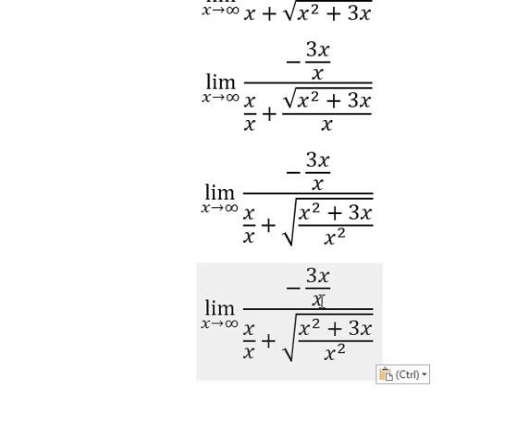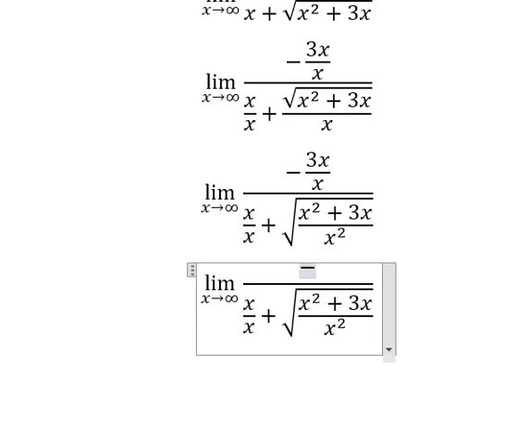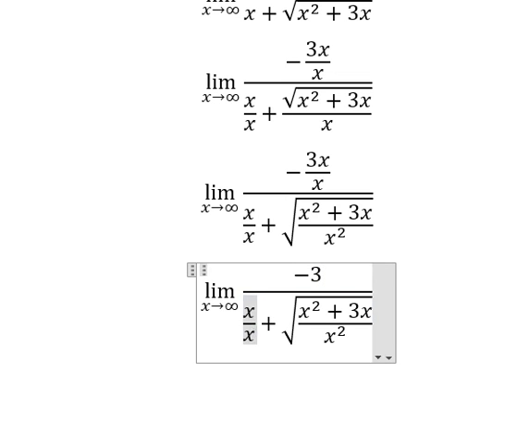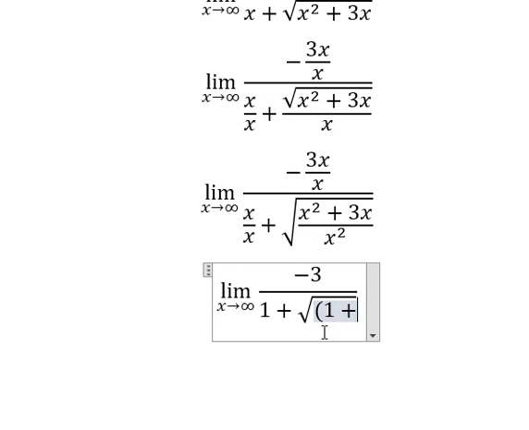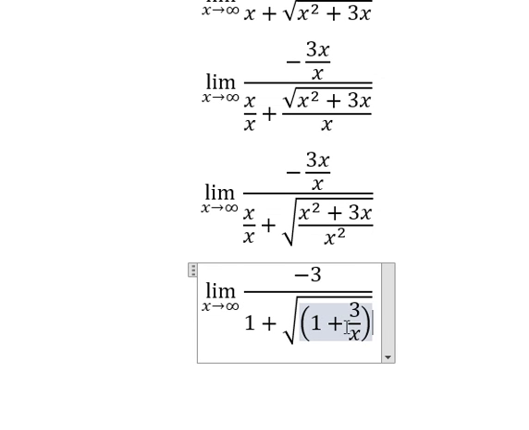So x divided by x, we have number 1. Similar for this one, s squared divided by s squared, s divided by s squared. So we have 1 over 3 over s.